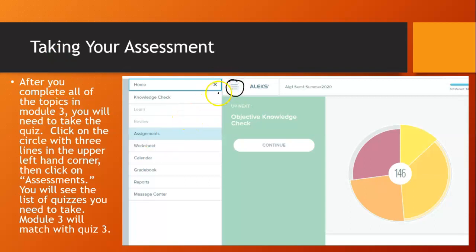You're going to go back to the home screen. You're going to click on the circle with 3 lines, and then you're going to click on the assignment. You will need to take quiz 3 to match with Module 3.